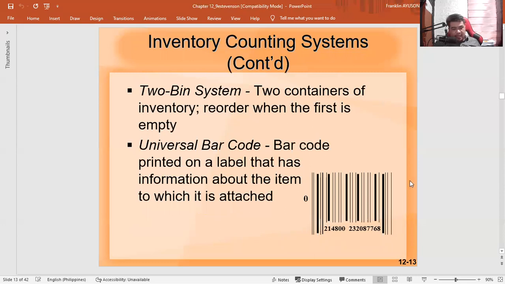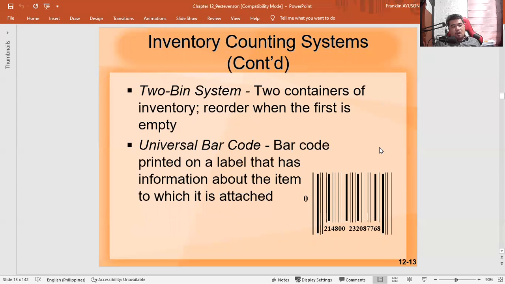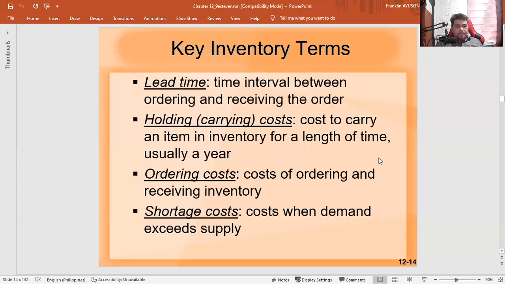Each of the lines represents a characteristic in which we classify our inventory. Okay? Now, our inventory counting system may need for us to understand the following terminologies. So these are inventory terms. Number one is of course lead time. Binanggit na natin kanina. Time interval between ordering and receiving the order.